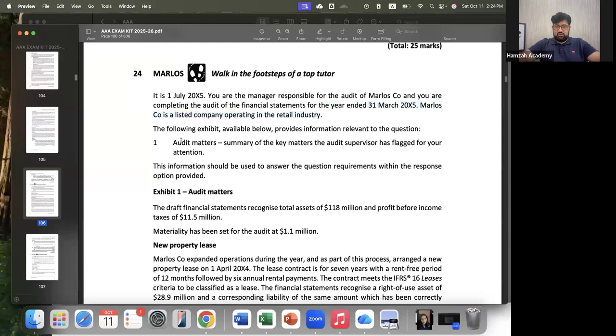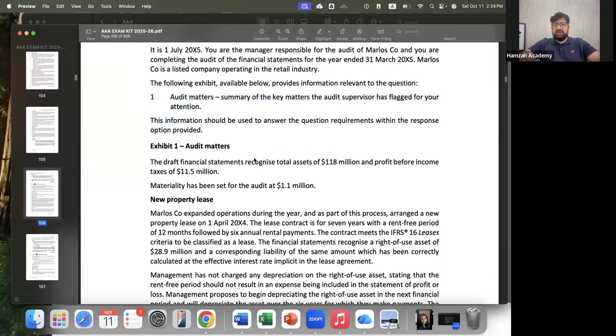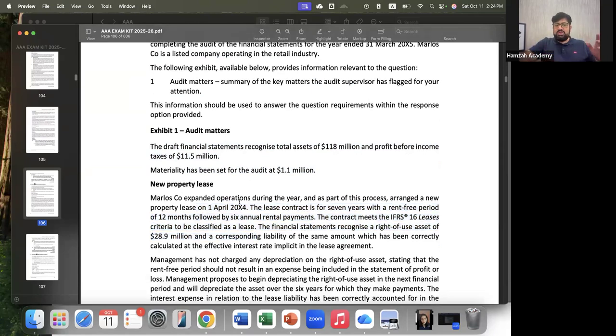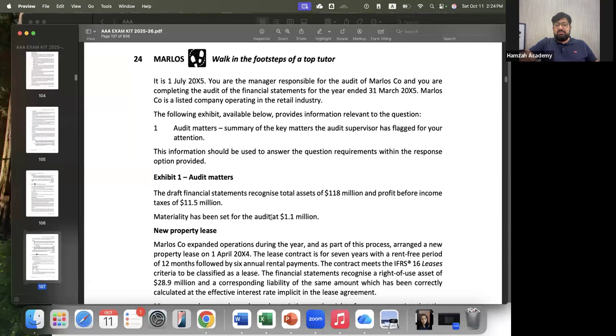The following exhibit, so two exhibits are there, exhibit one is here. Now, this is telling us the total assets and profit before income tax. Materiality they have given us. Now, what is the purpose of this materiality they have given? It means we need not calculate a percentage of anything to assets, which we used to do 2 years back. Now, any amount given in the question will be compared with it to decide whether that amount is material or not.